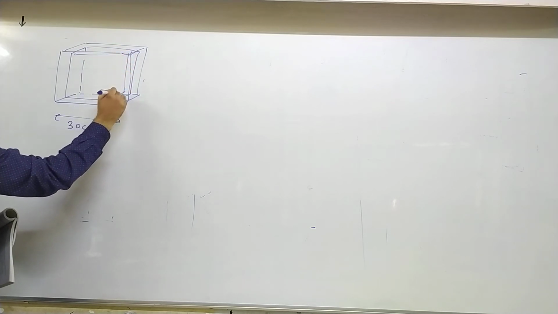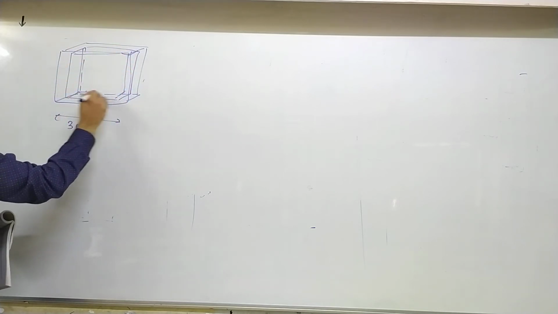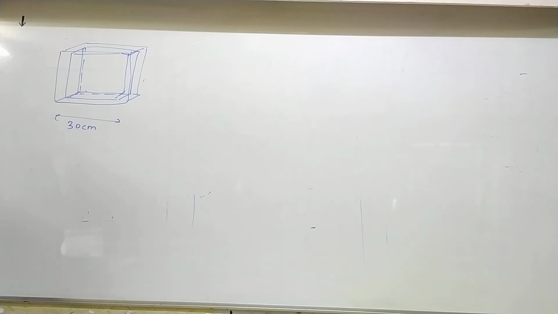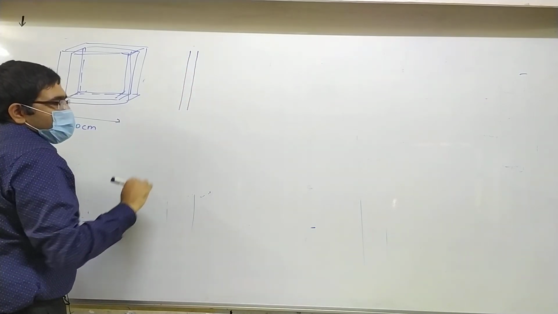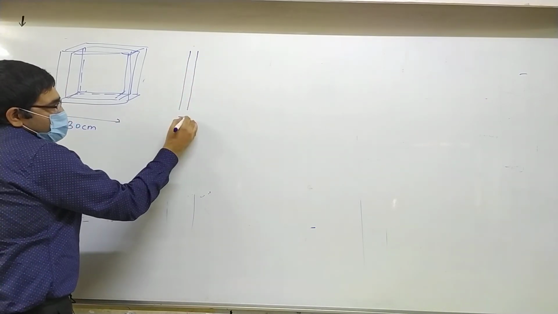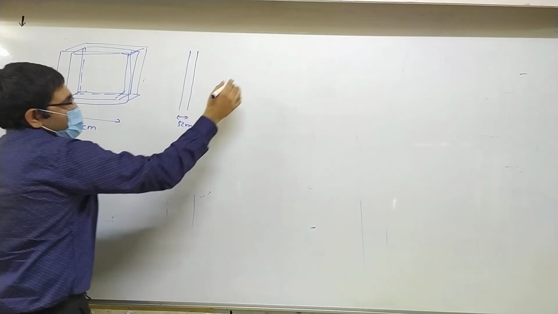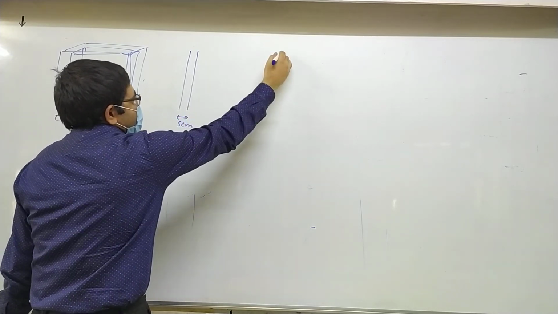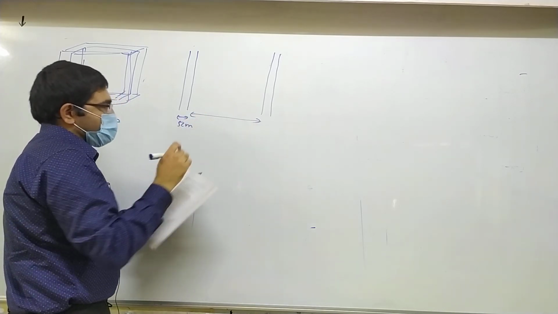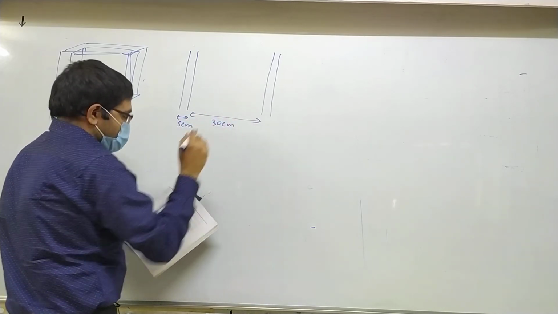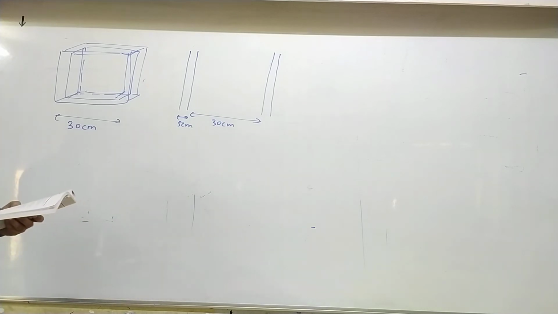I'm trying my best to draw a diagram. You can laugh if you want. This thermocol box has 5 centimeter thickness. So if you look at one wall, let's say the left wall, then the left wall would look like this, with this thickness being 5 centimeter, and the distance between one wall and the next wall here is given to be 30 centimeter.